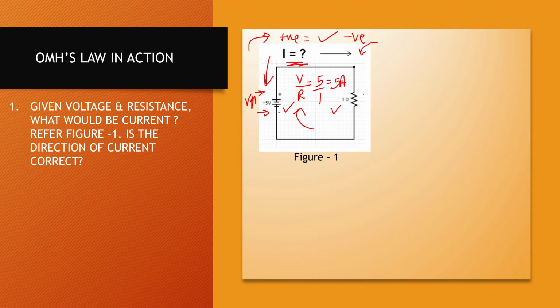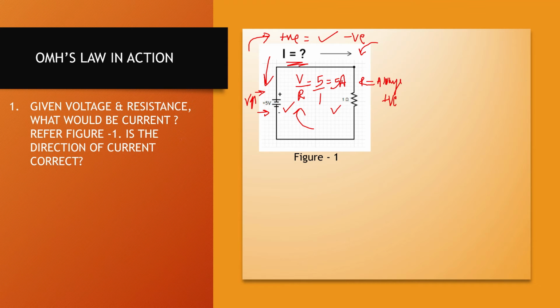Resistance will always be positive. Now the voltage polarity across this resistance could be negative or positive, but resistance will never be negative, it will always be positive. So 5 divided by 1 is equal to 5 amps.